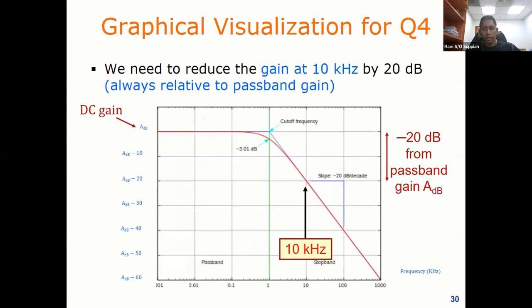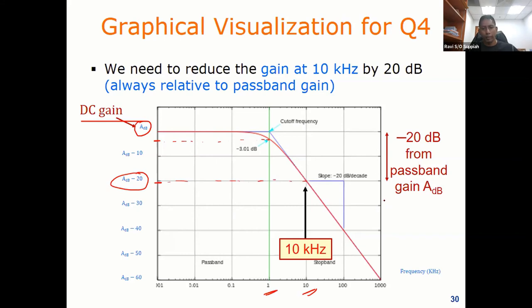So at 1 kilohertz, if you look at the signal here, normally at the passband we say that the gain is 0 dB. So at 1 kilohertz over here, your gain has dropped by negative 3 dB. And at 10 kilohertz, your gain has dropped by minus 20 dB. So this is how your response curve would look if you were to build the circuit and look at the response.